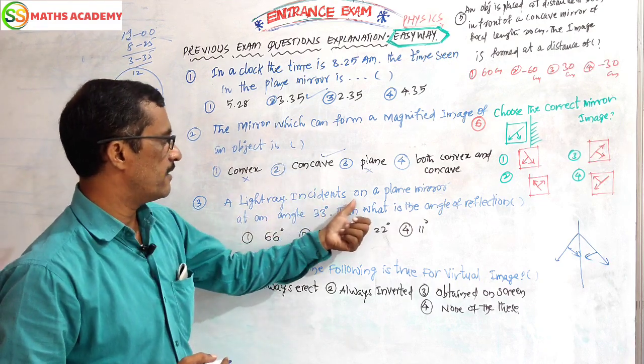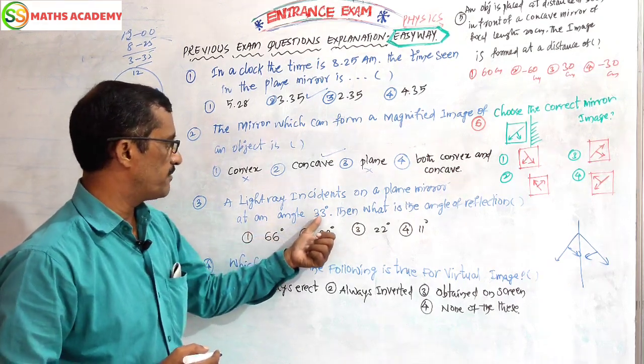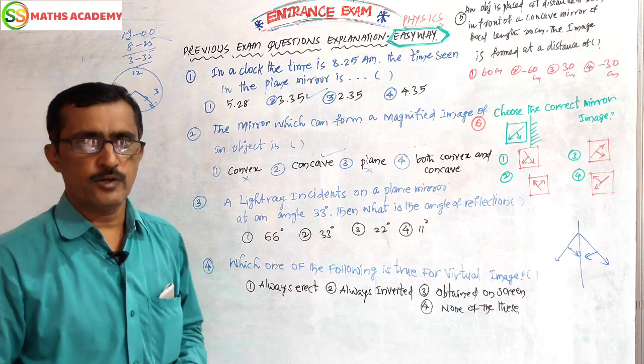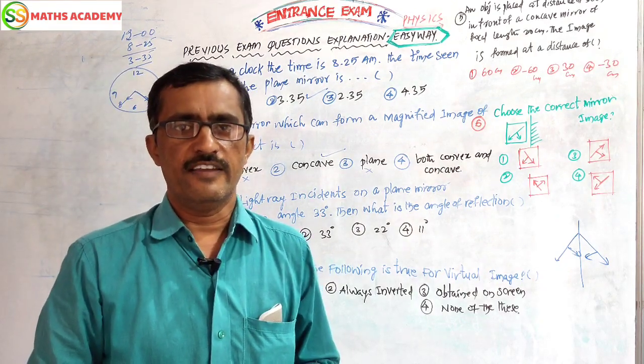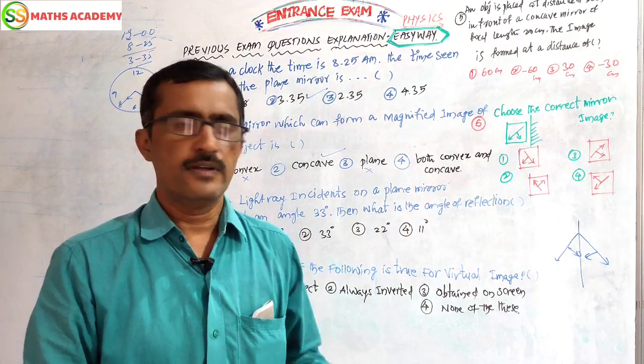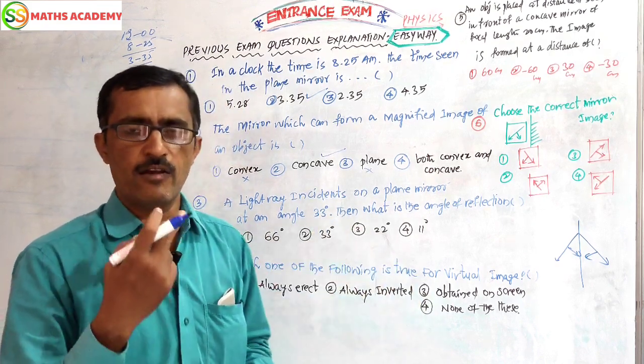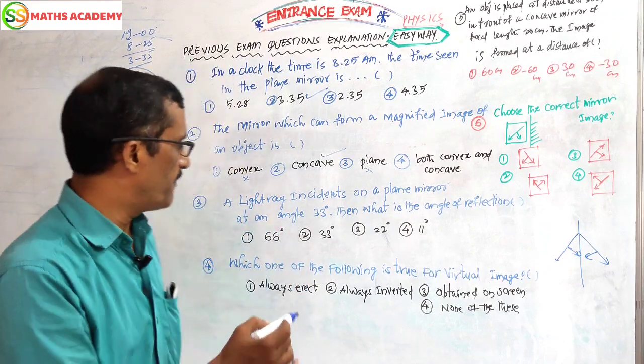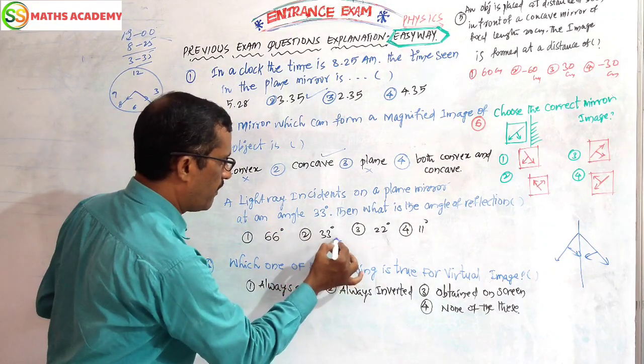A light ray is incident on a plane mirror at an angle of 33. Then what is the angle of reflection? Already know children. If the angle of incidence equals 33 degrees, the angle of reflection will also be 33 degrees, because the angle of incidence equals the angle of reflection.